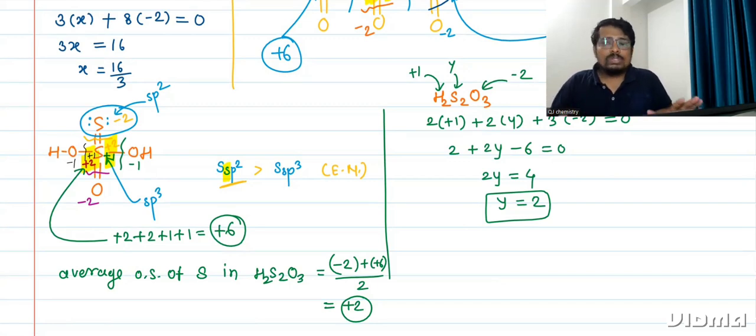So by using these rules, we can easily calculate the oxidation state of atoms present in a molecule in combined form or uncombined state.